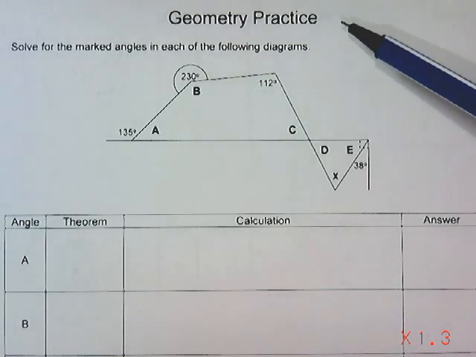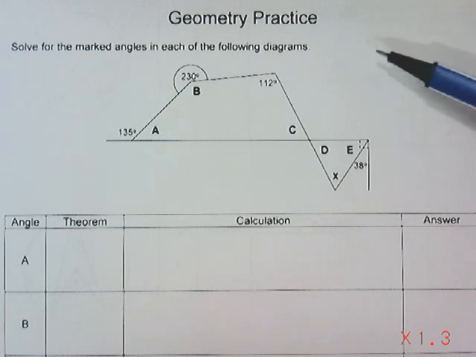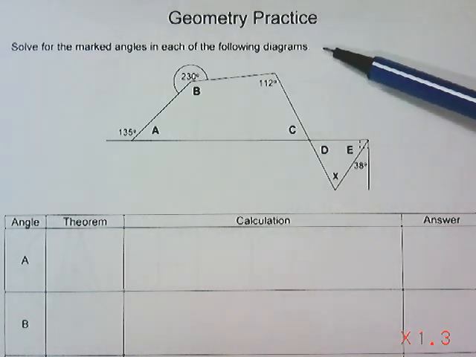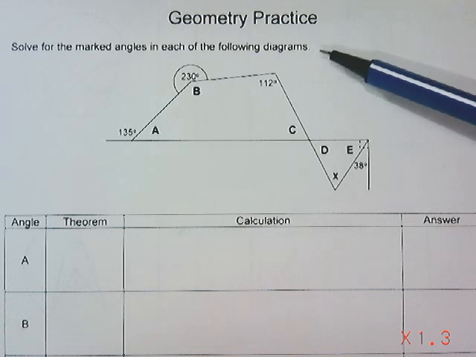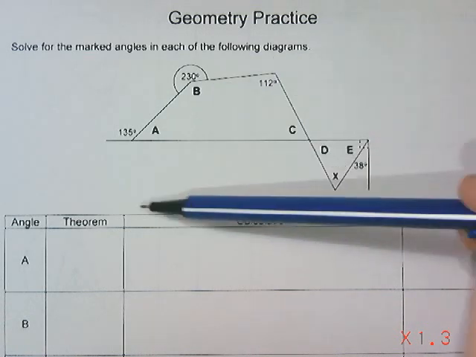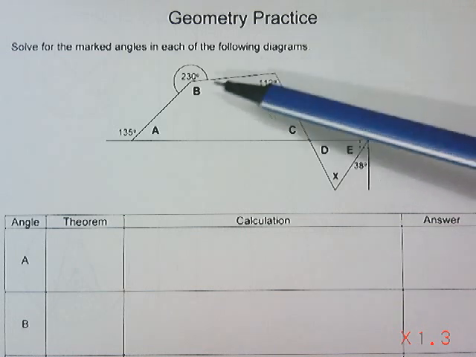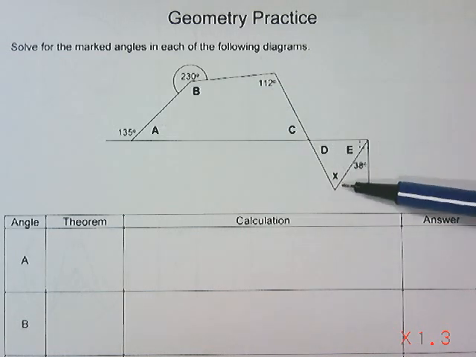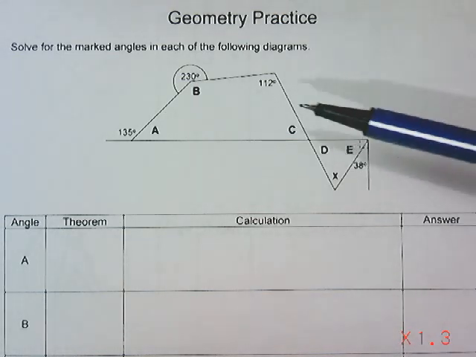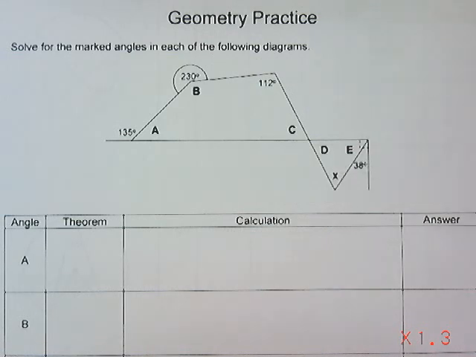This is part 1 of our geometry review. So our question here says, solve for the marked angles in each of the following diagrams. I have a rather complicated looking diagram that has letters A, B, C, D, E, and X labeled, and that's what I would like to solve for. So we're going to try to work our way through and see how many of them we can find.